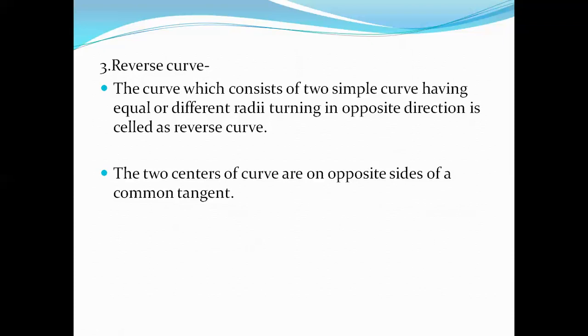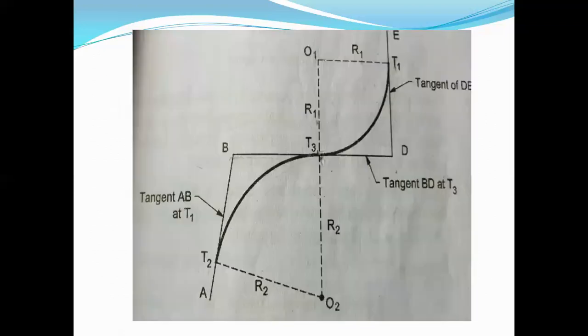That is, one simple curve is the mirror image of the second simple curve, and these two curves are joined to each other. This curve is called a reverse curve. The two centers of the curves are on opposite sides of the common tangent. Now see, this is a reverse curve.